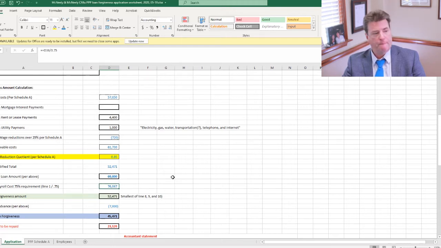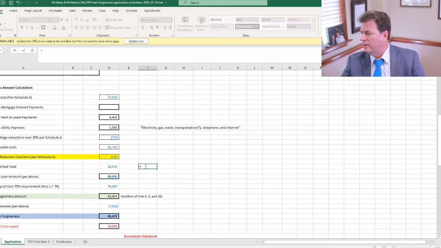Should that be a 15% decrease? Someone asked. What's that? On this? Well, they're saying the math on there says take the net allowable costs times the reduction quotient. So you're getting 85%. So that should be 15% really, isn't it? Let's see.